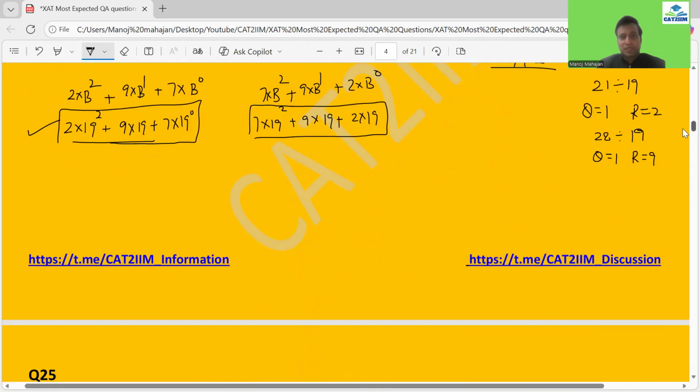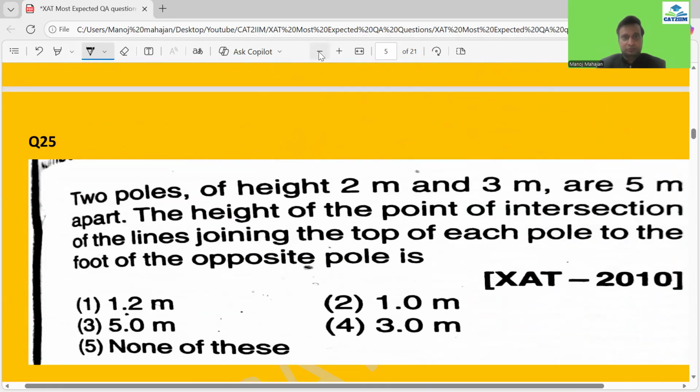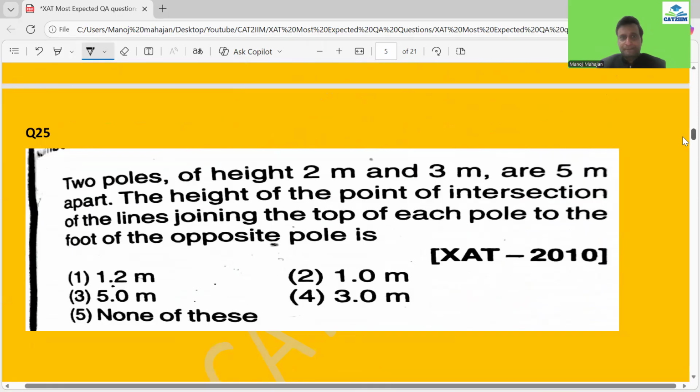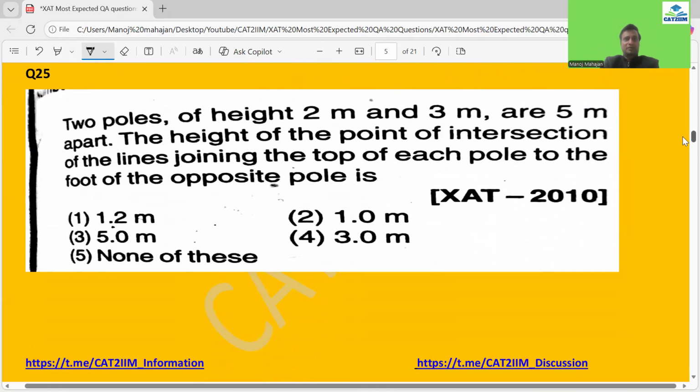Let's come to the last question of the part 5 over here. So this appeared way back in XAT 2010, and what is given to us is you had over here 2 poles of height 2 and 3, right? They are separated by 5 over here. So this 5 does not play a role over here.